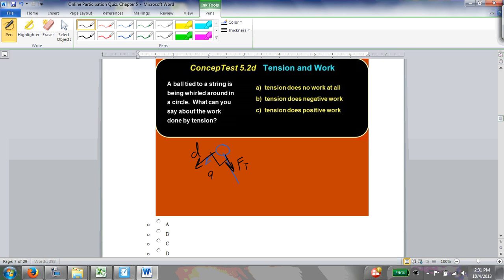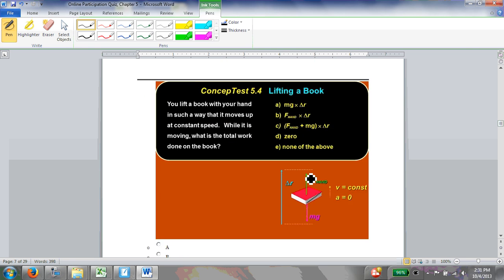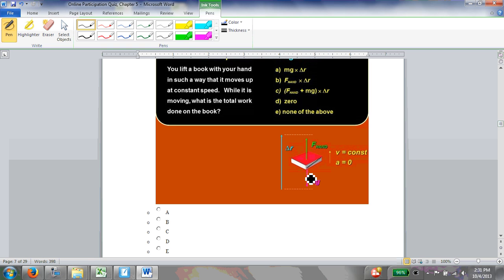So the angle between them is 90 degrees, and the cosine of 90 equals 0. So my work then, which is Fd cosine theta, is also equal to 0. So the tension does 0 work at all, no work at all. That's option A.